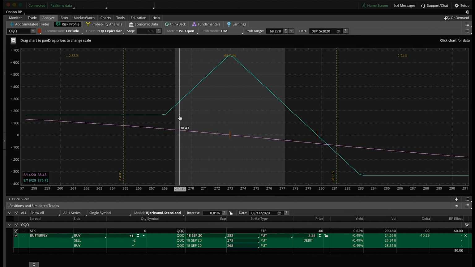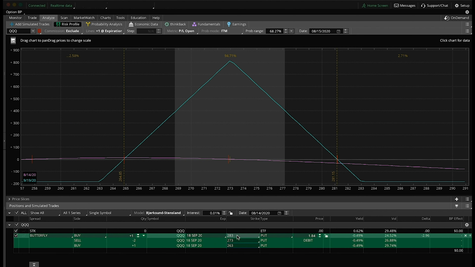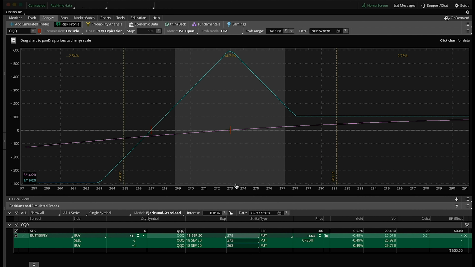Now, if a person thought the opposite, let's say they thought the momentum would continue and more upside was coming, in that case we can just break the wing the other way. So let's take this back down to the standard trade at 263, and then take this 283 high strike and bring that down closer to the money, so 278. Now it's the opposite trade.